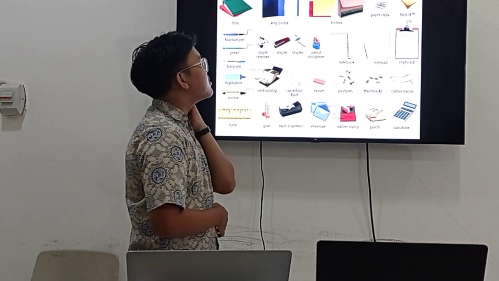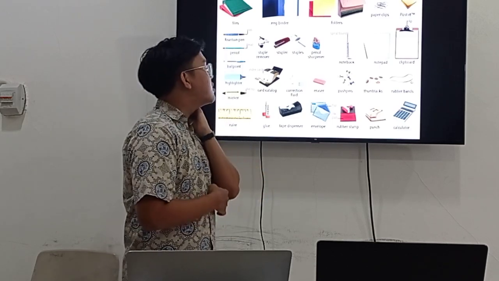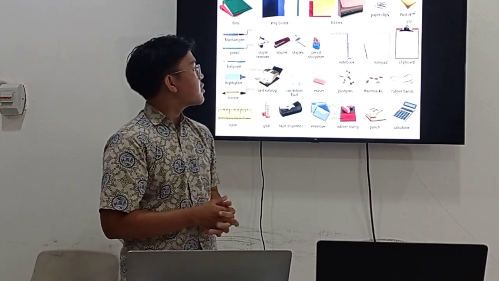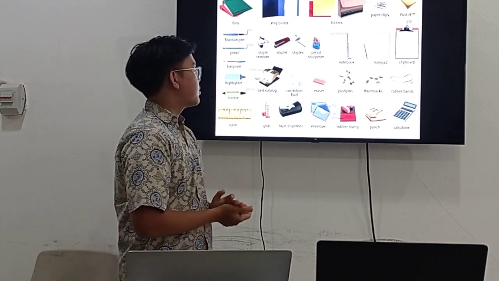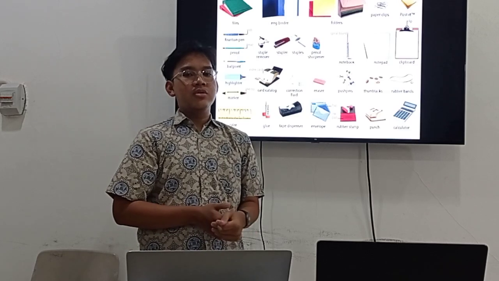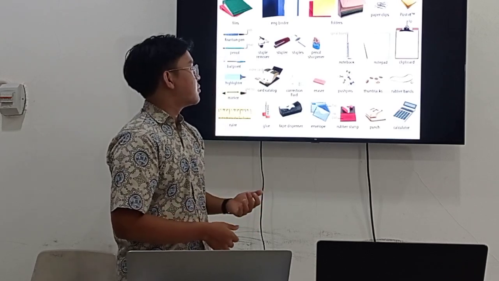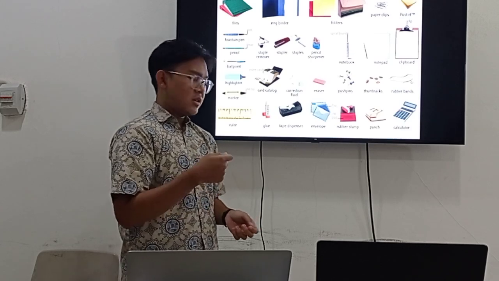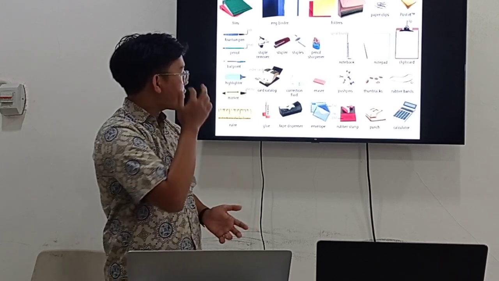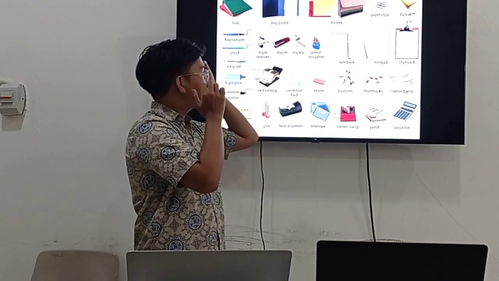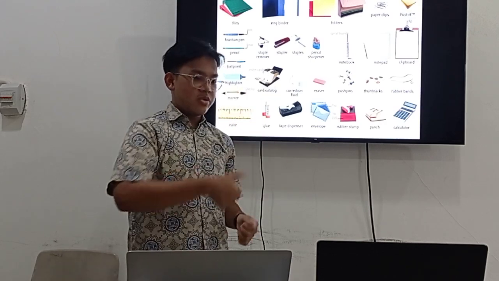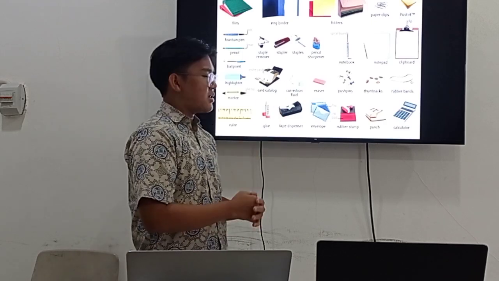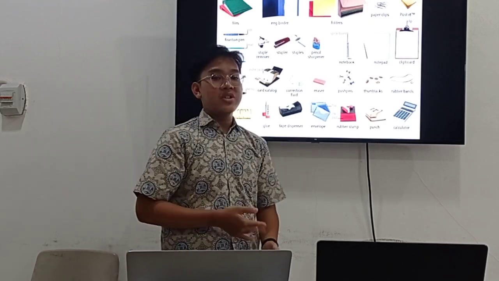And then moving on, we have staple remover. This is very uncommon here in Indonesia. I don't see this often. The staple remover is basically what the name says. It's used to remove the staples from stapled paper. And then we have the stapler itself. It is used to staple the papers. The staples are like the ammunition for the stapler.